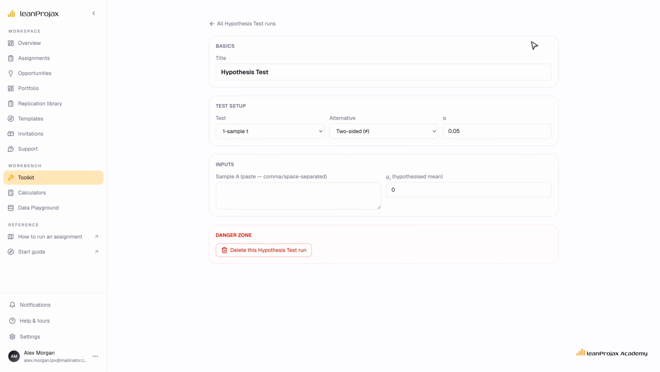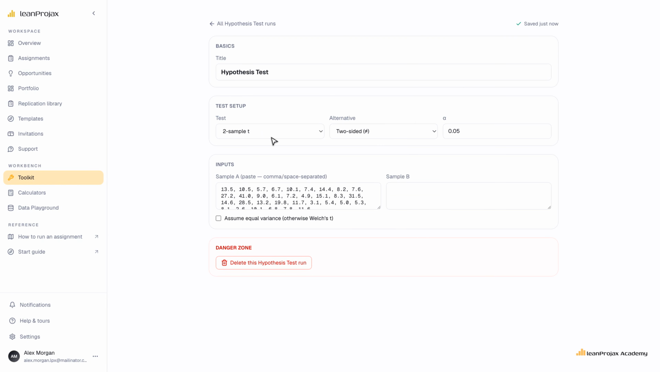That button drops us on the hypothesis test hub. Every test we've run in this workbench lives here. It's empty, so we make one. New hypothesis test. And this is the editor. 3 things to set. The test itself, two-sample t already chosen for us.